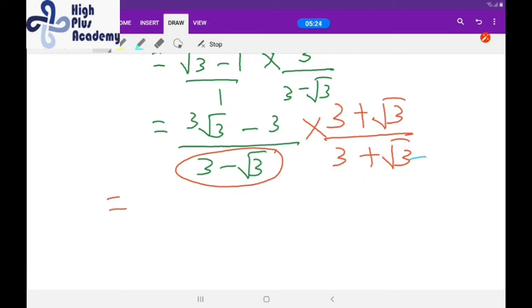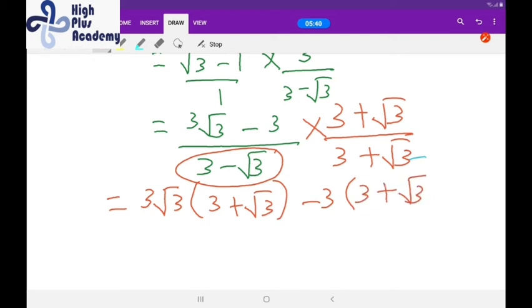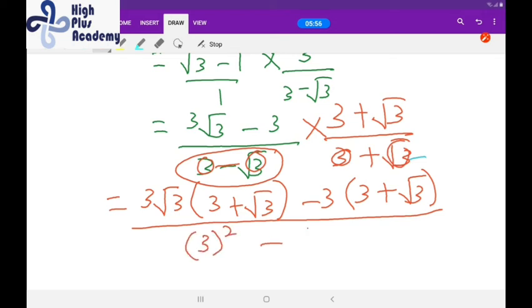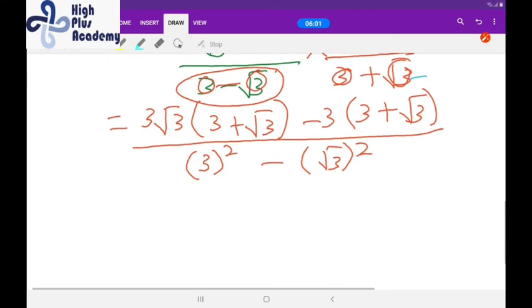So we have to expand this. And how do we expand that? Our normal way of expanding: take the first one times everything we have there, take the second one again times everything we have there. Now you notice that the denominator is a difference of two squares because we have 3 the same, negative, positive, and the root 3 the same. So you can just quickly take the first one, square it, take the second one, square it, because it's a difference of two squares.